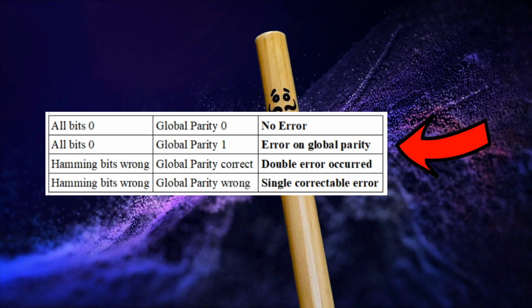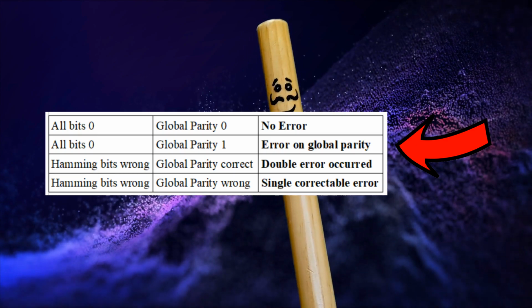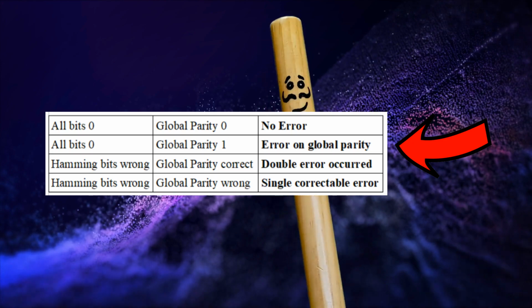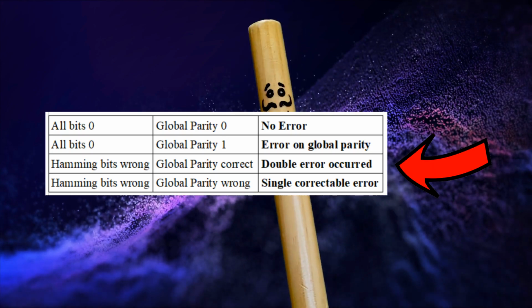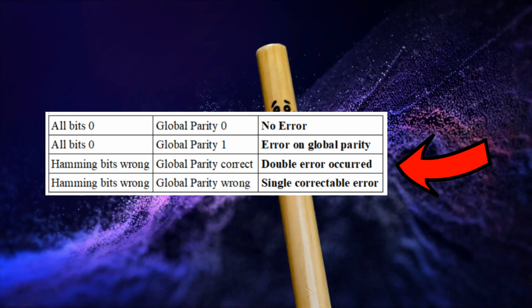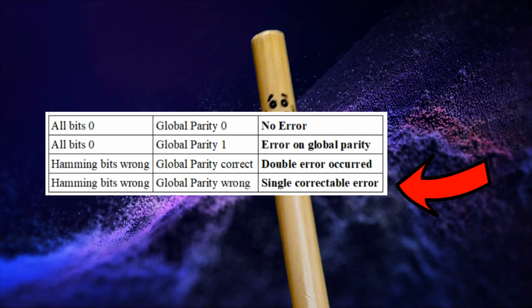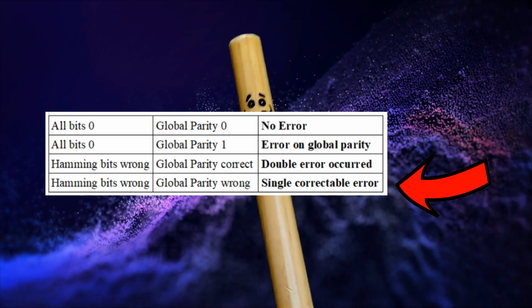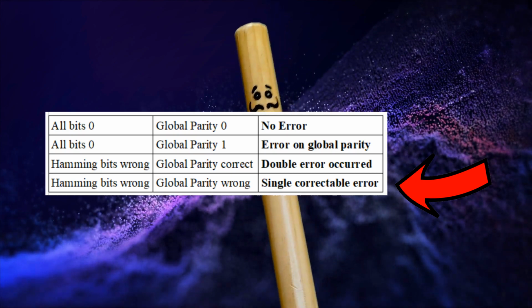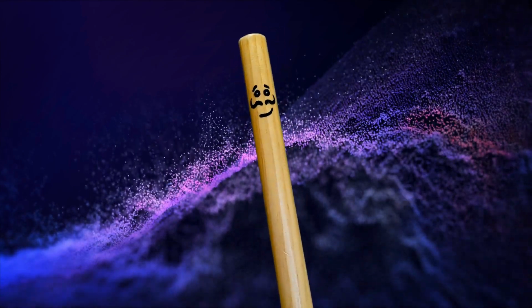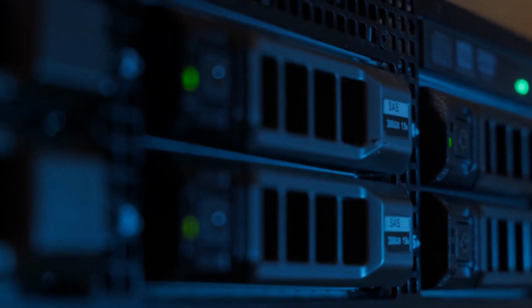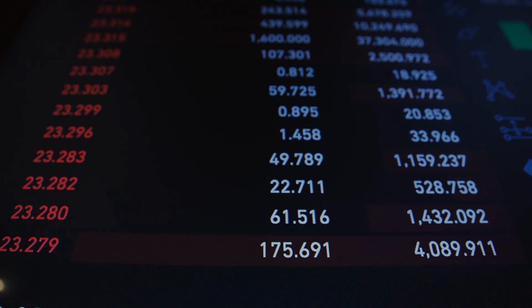If all bits except the global parity bit are 0, and the parity bit is 1, then we had a bit flip on the global parity bit. If the global parity bit is correct and the Hamming parity bits are wrong, then we have a double bit flip. And if the global parity bit is wrong and the Hamming parity bits are wrong, then we have a correctable single-bit error.